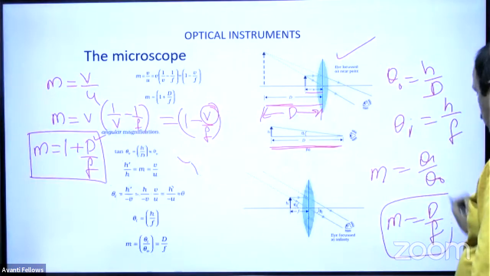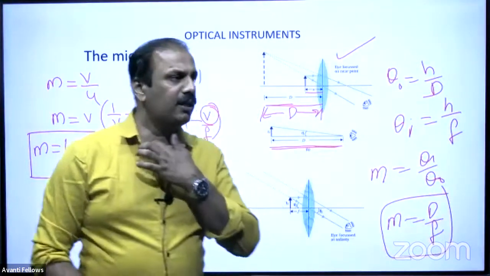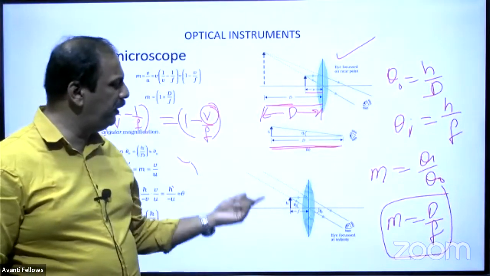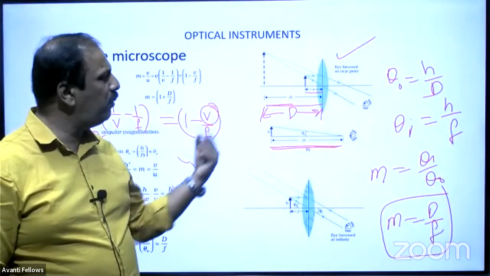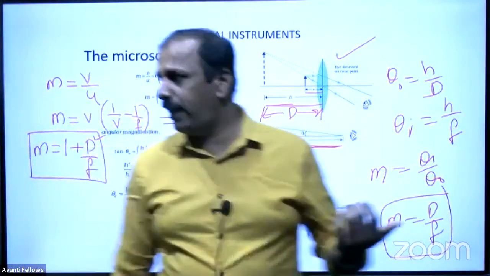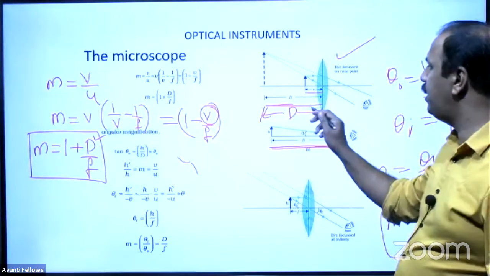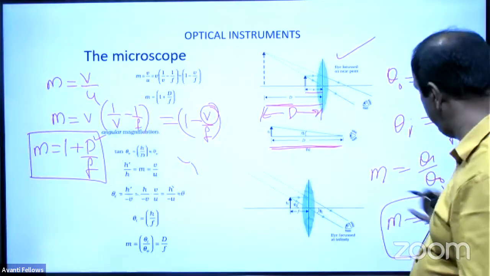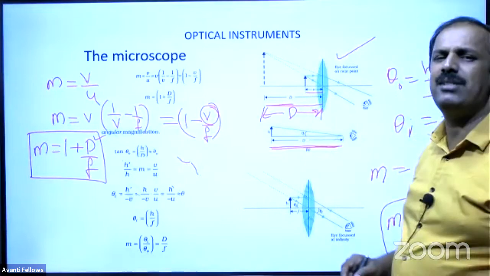Okay. So we have two magnifications. When the image is formed at infinity, the magnification is D by F. And when the image is formed at D, the magnification is 1 plus D by F. So it is very clear that the magnification when the image is formed at D is more. If this is 20, that will be 1 plus 20. So it will be 21. One you will get extra.